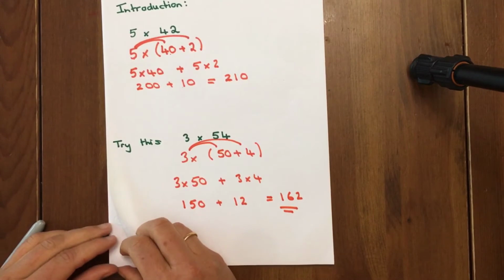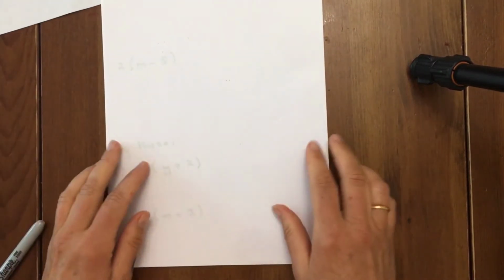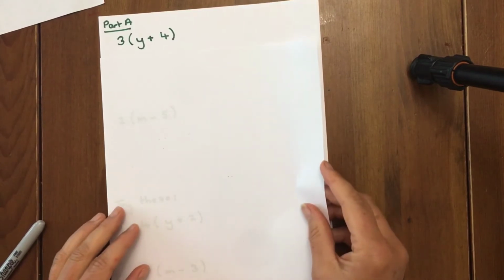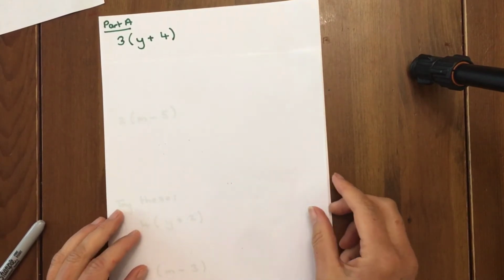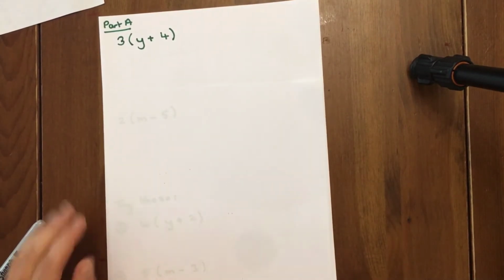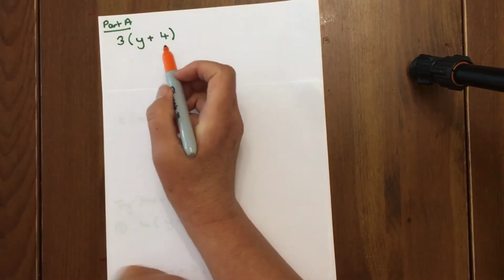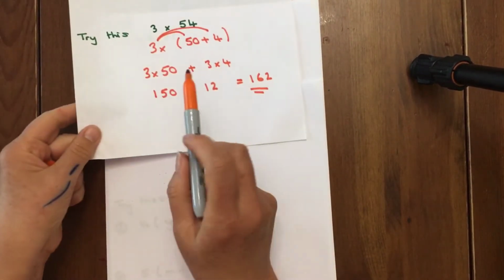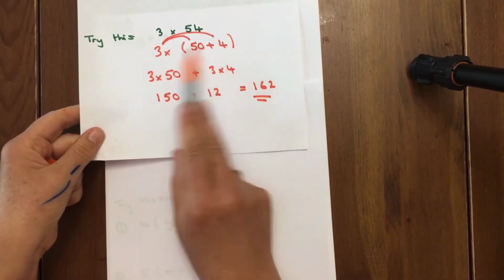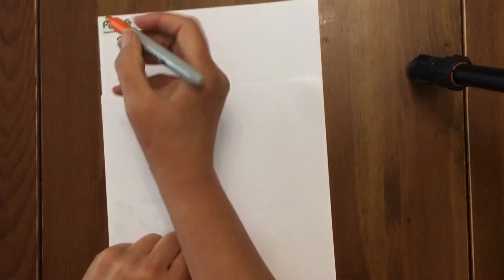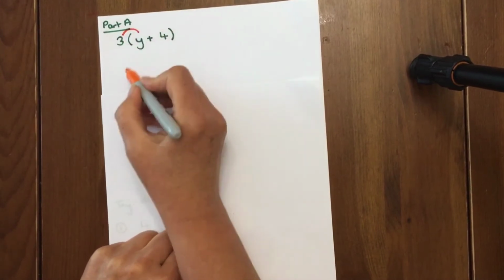Now let's look at how we involve that with algebra. So, write each example into your book, please. And this is called Part A. There are 4 parts to today's lesson. So we do this exactly the same as we do multiplying out numbers, but we just have letters instead of the numbers.